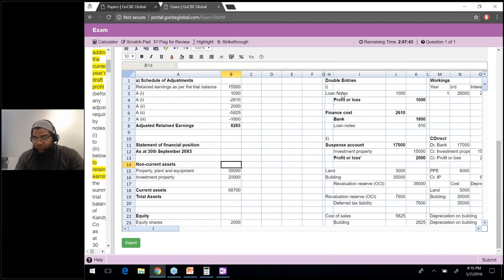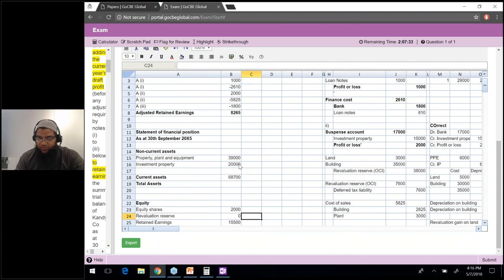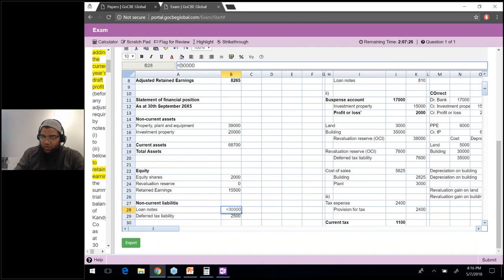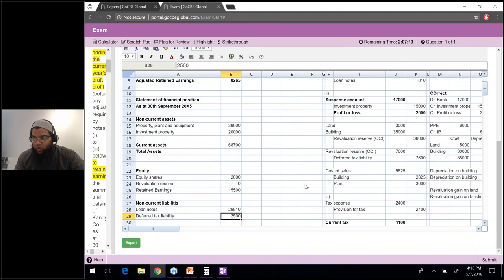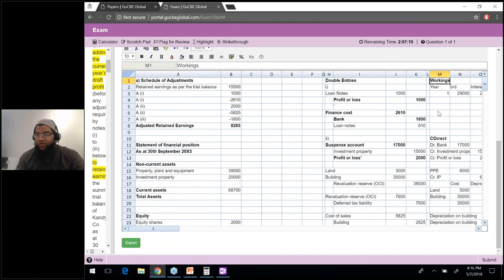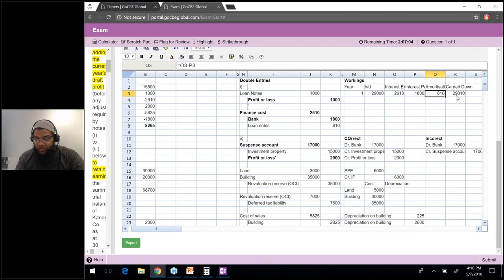Okay, now if we see, we have made some double entries starting from the loan notes. We have debited the loan notes and we have credited the loan notes by 1,810. So if I go towards the loan notes, the amount of loan notes was 30,000. I'm writing equals to, plus 810, minus what? 1000. So the loan notes is now 29,810, which we had also calculated in the amortization table. We can also use the value directly from over here, 29,810. But a better method is to use the accounting double entry so that you can maintain control that we have incorporated this loan notes.